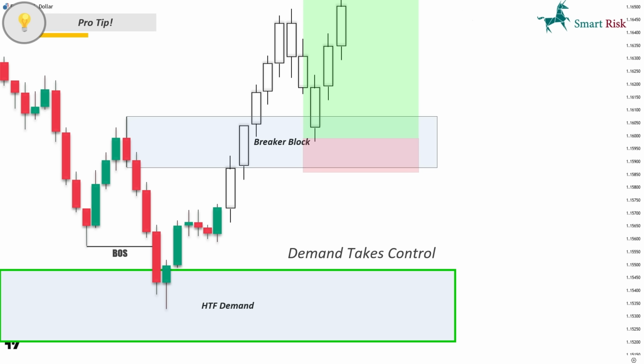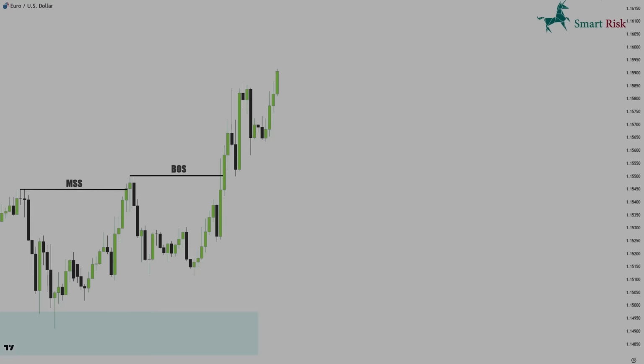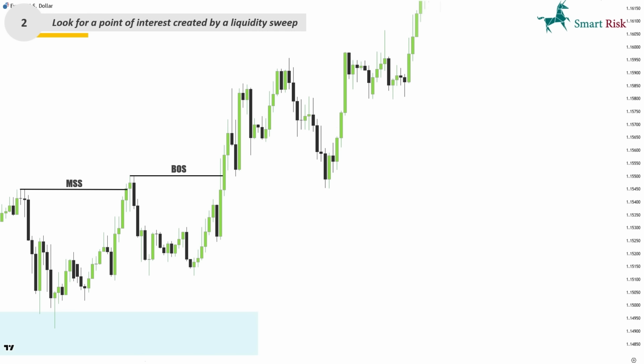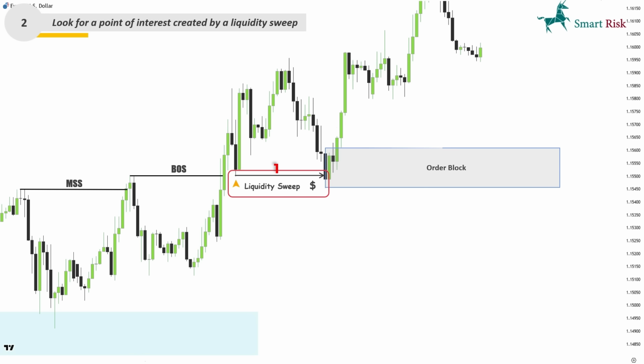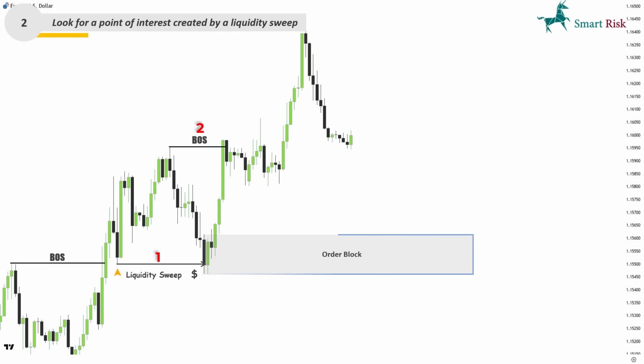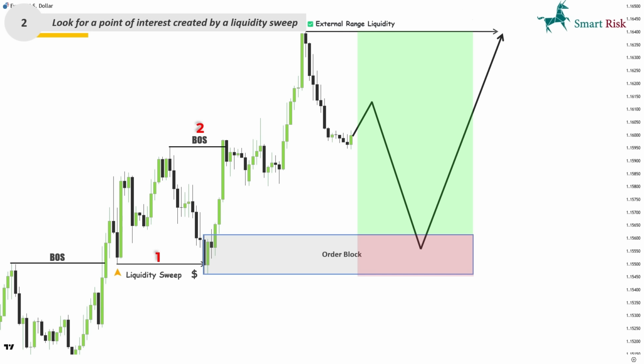Now let's move to the next important hack. Hack number 2. Look for a point of interest created by a liquidity sweep. In the second hack, the first thing we want to see is a liquidity sweep, either buy side or sell side, that causes a rapid change in price direction, and eventually leads to a break of structure. This sharp move forms a high-quality point of interest at its origin, creating a very strong probability for the price to react or reverse when it returns to that area, giving us an excellent trading opportunity.